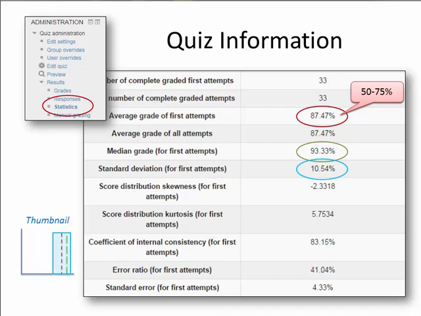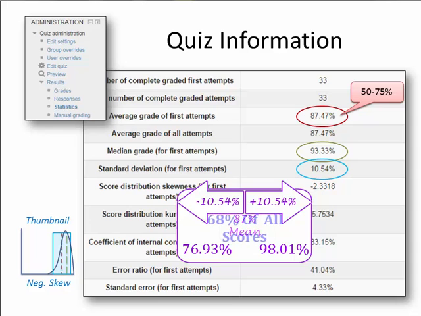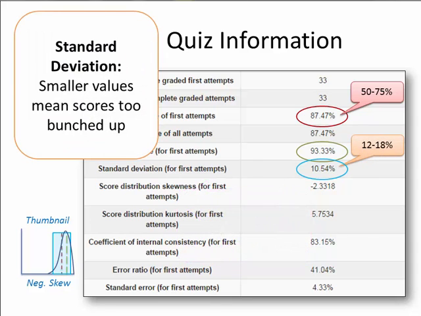The standard deviation is slightly lower than the acceptable range. What this means is that in the range from 87.5 plus 10.5 or 98% score down to 87.5 less 10.5 or 77% score contains 68% of the students in the course. The acceptable range is from 12 to 18%, and smaller values, such as the one we see here of 10.5, mean that we don't have appropriate distribution of student scores in our exam.